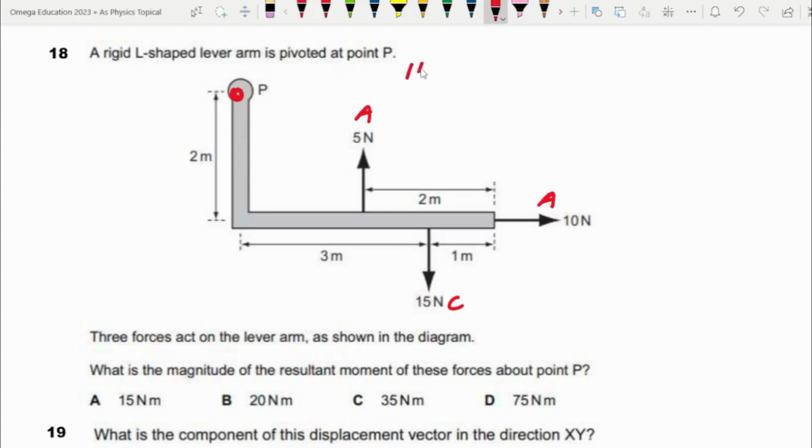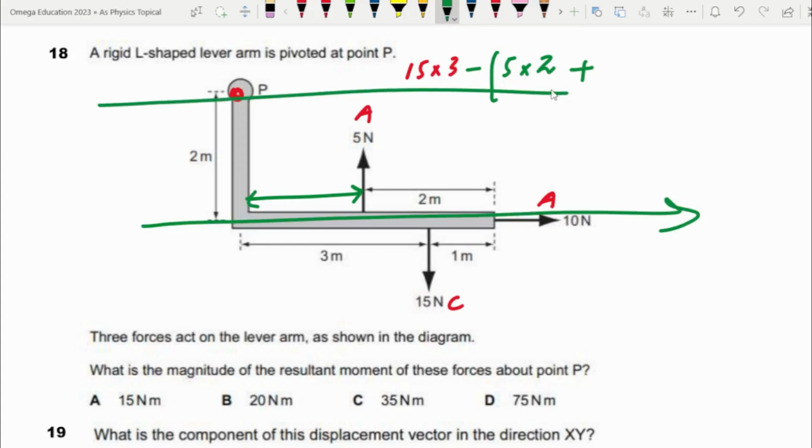So clockwise we have 15 times the perpendicular distance, which is 3, and all the other ones we can subtract. 5 times anti-clockwise, and what is the perpendicular distance of that force from the pivot? It is 4 minus 2, we get 2. So 5 times 2, plus the other one anti-clockwise is 10 Newton, this one, and the perpendicular distance of that force from the pivot is 2. 10 into 2.